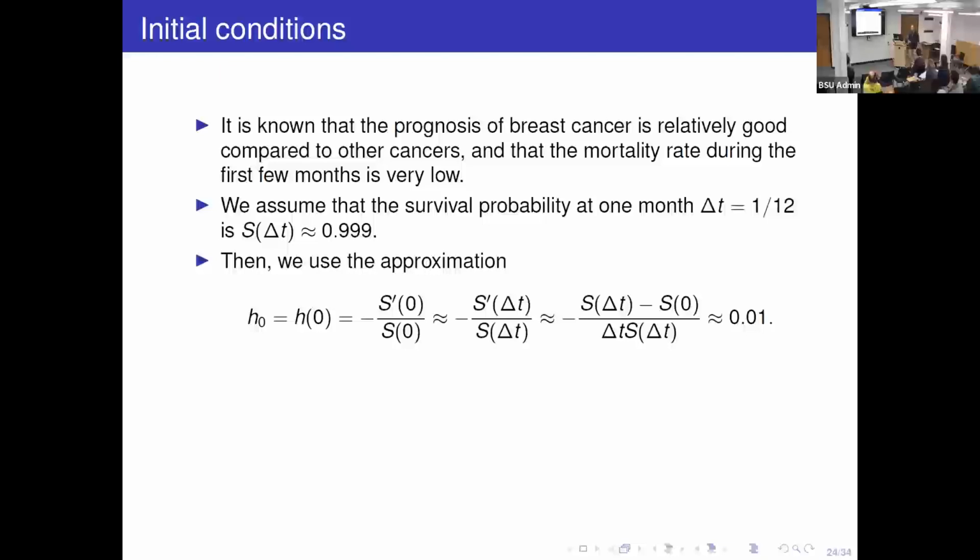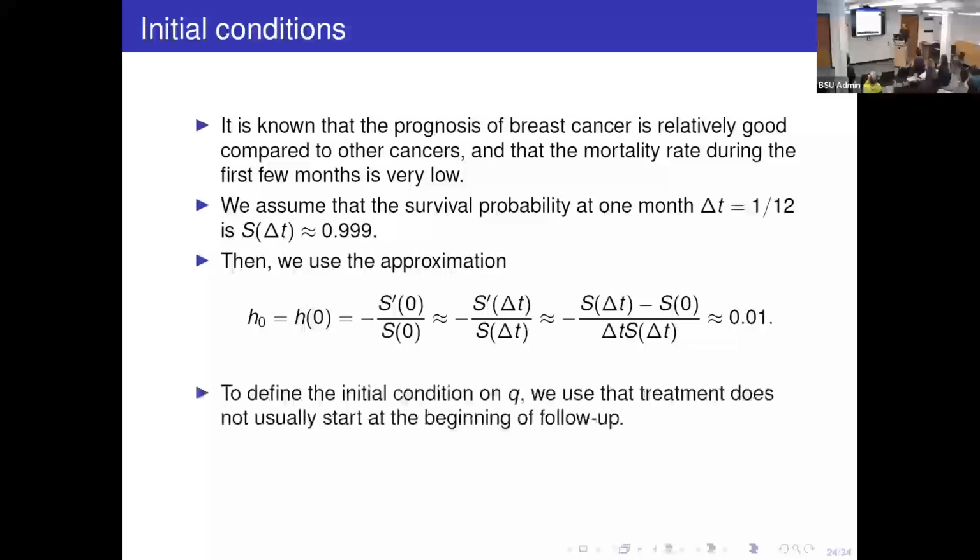Then the hazard function at time 0 is the derivative of the survival at 0 divided by the survival at 0, using simply the definition of the derivative. Replacing the corresponding values, we get an initial condition of around 0.01. Now, another point, fixing the initial condition, is again open to debate.